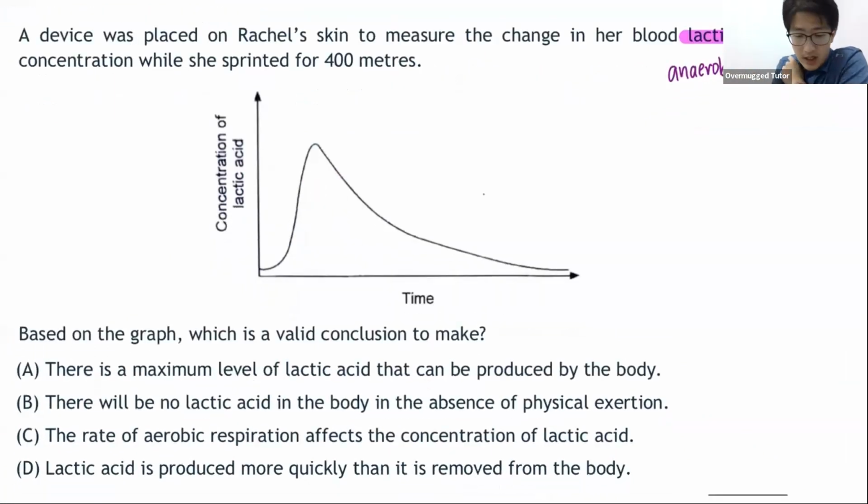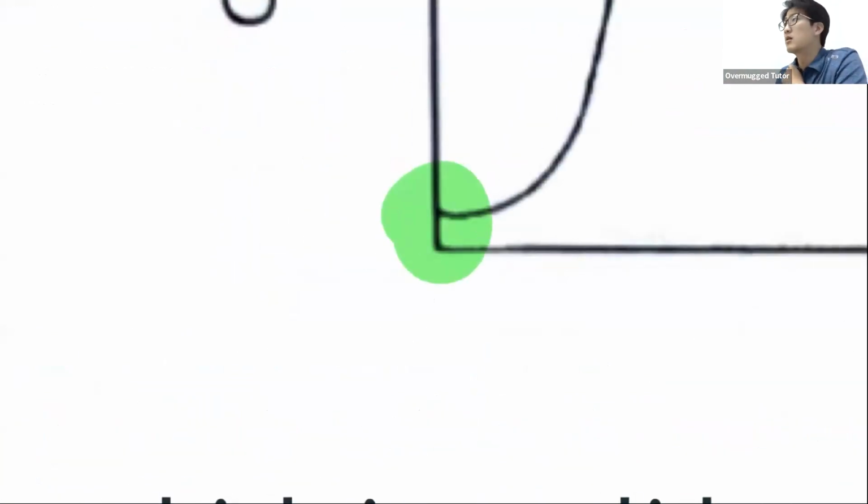No lactic acid in the body. Absence of physical exertion is incorrect because at time zero, where the person has not started exercising yet, the graph tells me that there still is some lactic acid. Okay?